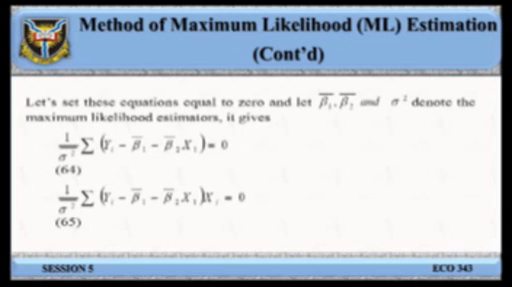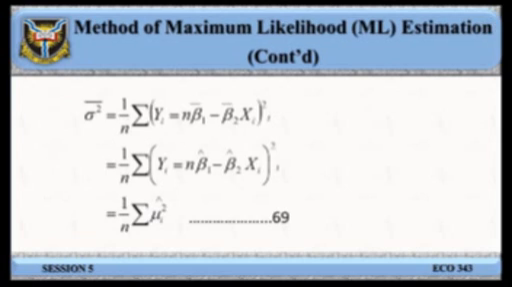likelihood estimators. It gives 1 over variance summation yi minus beta 1 mean minus beta 2 mean x1 into bracket is equal to 0. Let's set these equations equal to 0 and let beta 1 mean, beta 2 mean, and variance denote the maximum likelihood estimators, it gives the following equations.